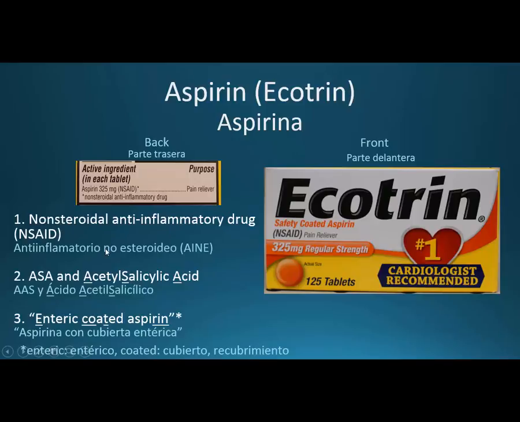All right, welcome to part 3. I'm going to go over the musculoskeletal drugs and then the respiratory medications. I think that'll take us to about 10 minutes.